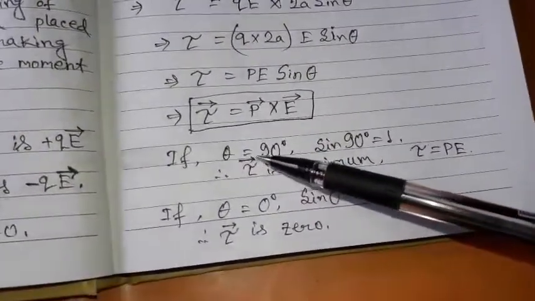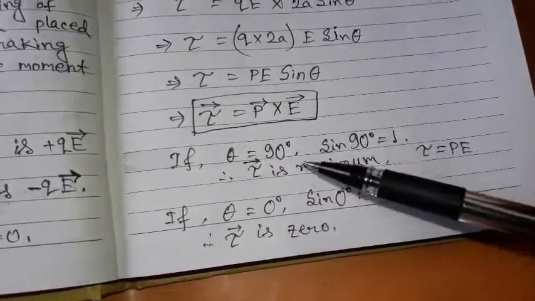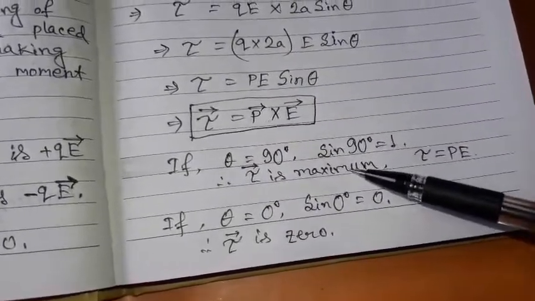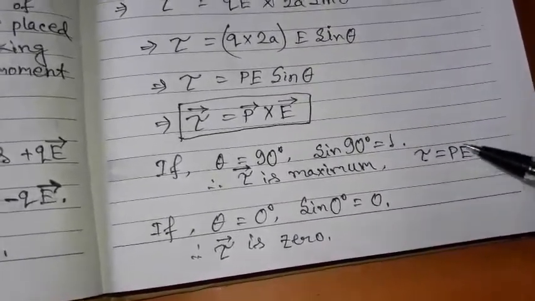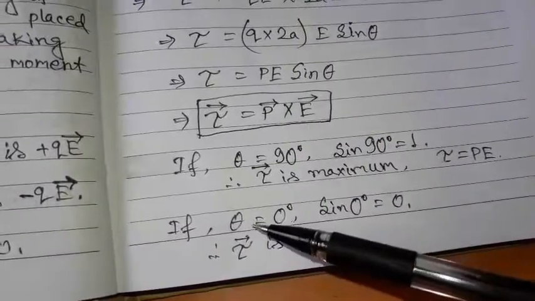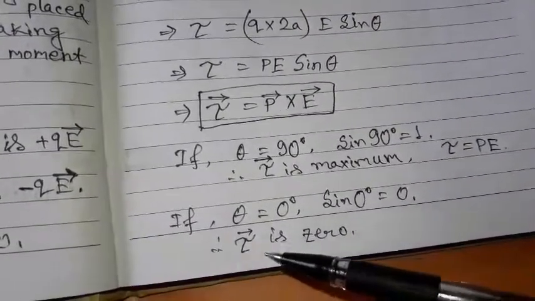If theta equals 90 degrees, then sine 90 degrees equals 1. So torque tau is maximum. The maximum value of torque tau is equal to pE. If theta equals 0 degrees, sine 0 degrees equals 0. So torque is 0.